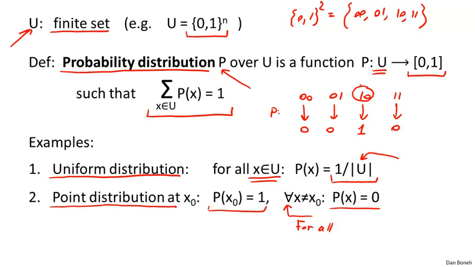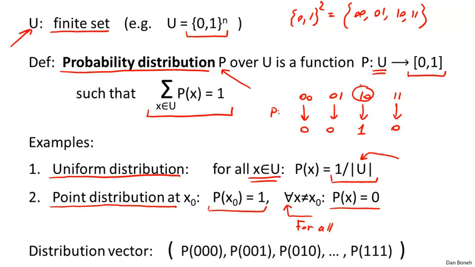So now we know what a distribution is, and I just want to make one last point, and that is that because this universe U is always going to be a finite set for us, we can actually write down the weights that the distribution assigns to every element in U and represent the entire distribution as a vector.